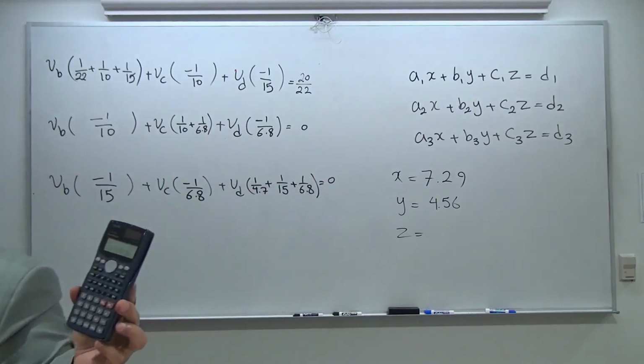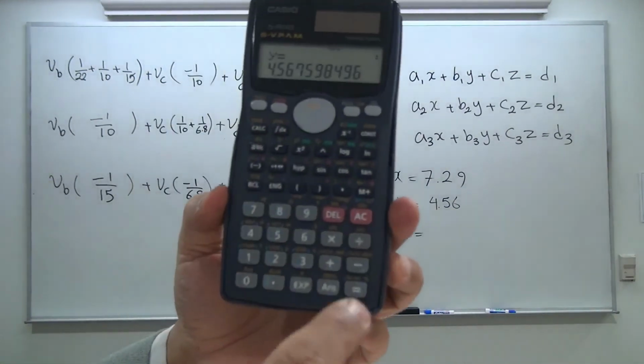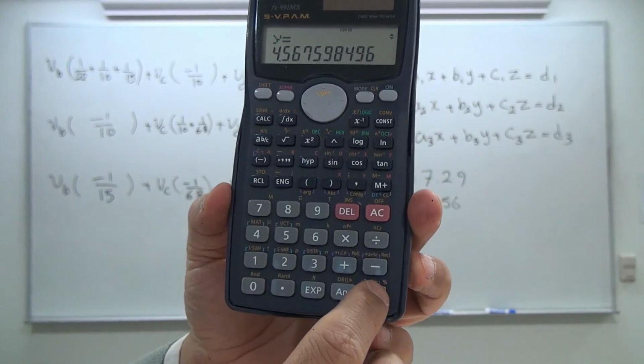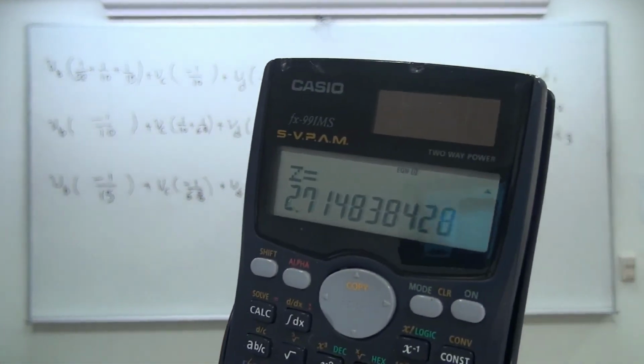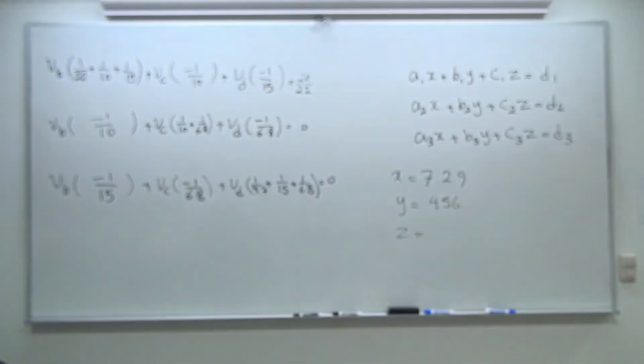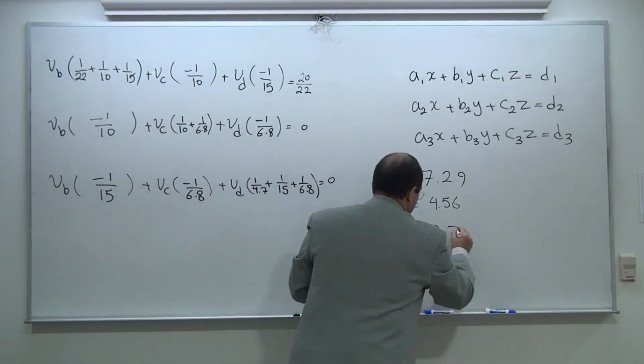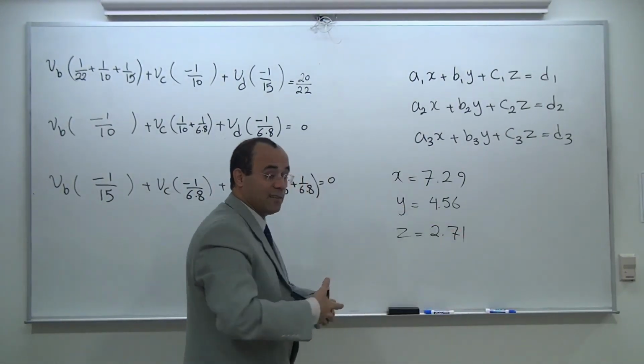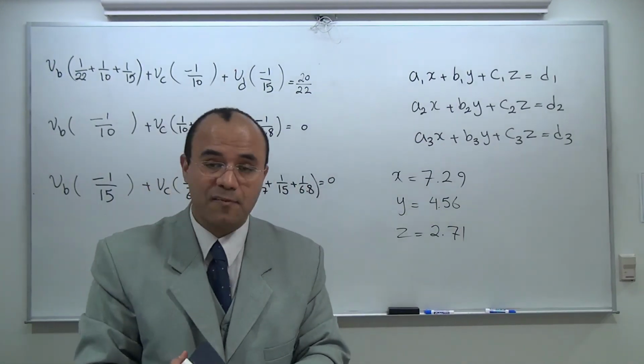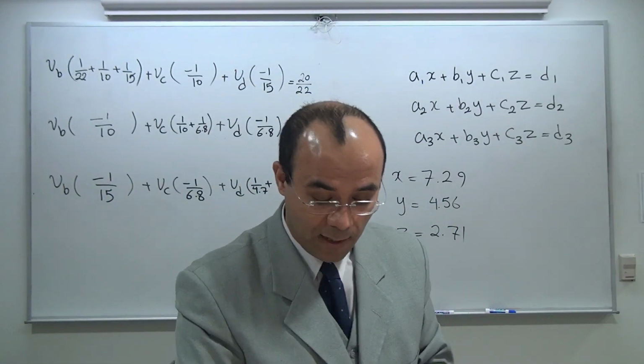And finally, if you do another equal sign, you simply get the next one. You just push the equal sign, and z is 2.71. You can see I have saved perhaps 15 minutes of my time in the examination.